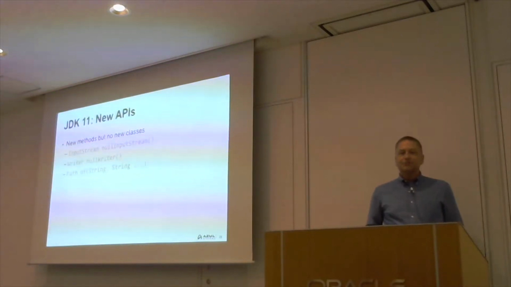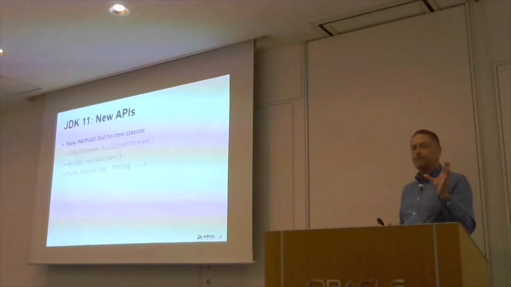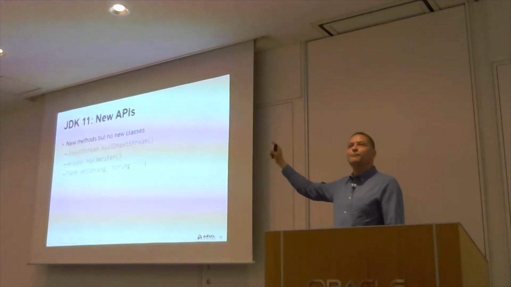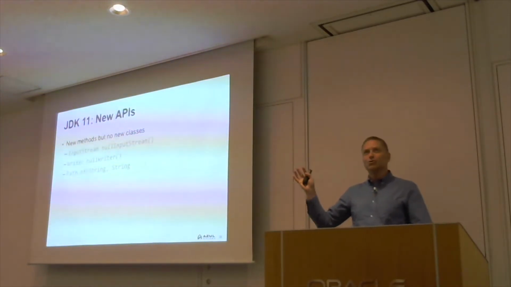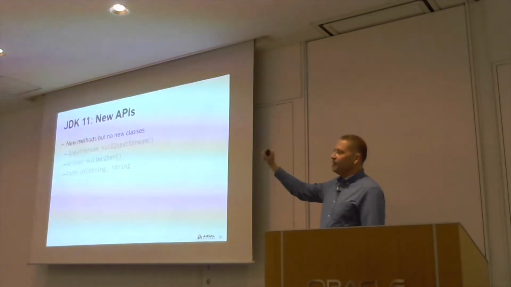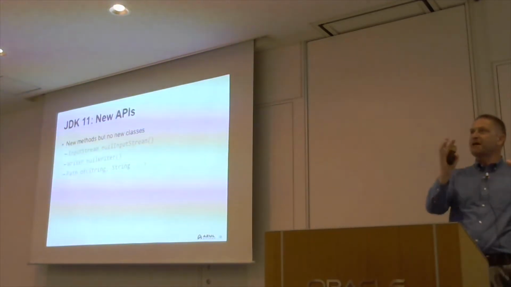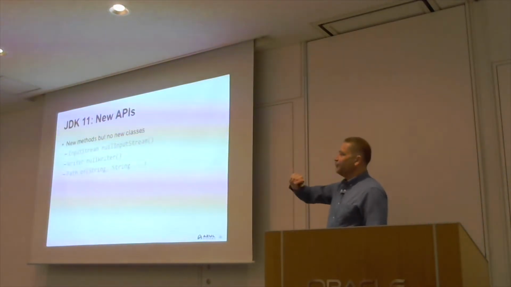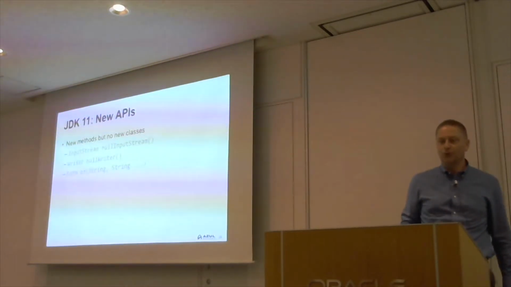Some other APIs that are being added. Again, no new classes in JDK 11 that I spotted, but some new methods. Things like the ability to create a null input stream which returns nothing. Not totally sure of the use of that, anyway. Similarly, we can do the same thing in reverse. We can have a null writer, so you can throw as many characters at it as you like, and nothing's going to happen. And then Path.of, which takes a set of strings as parts of a path and creates a path for you.